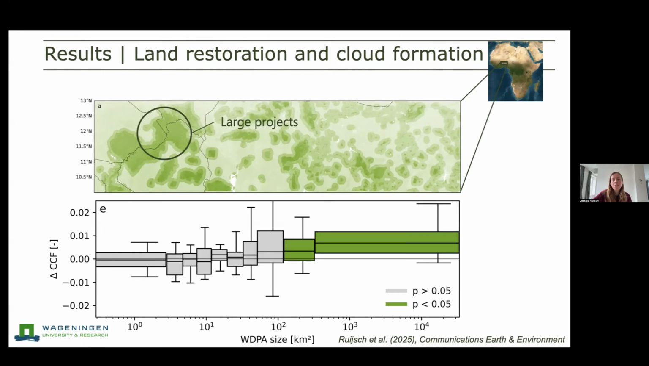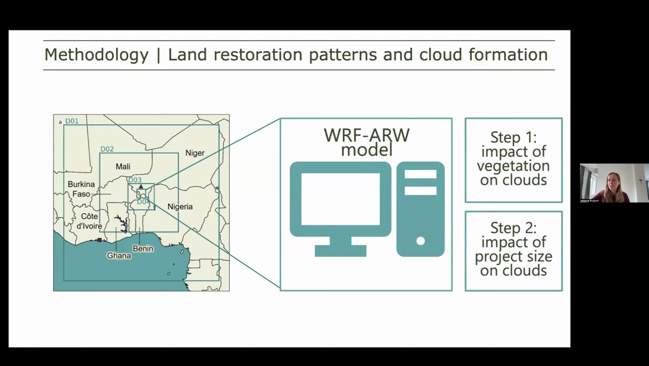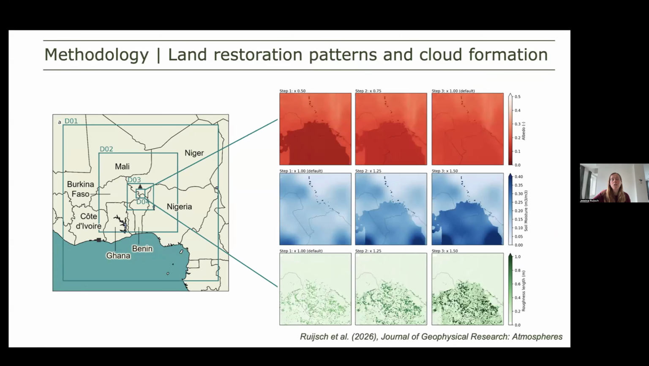And to dive a bit deeper into the effect of these patterns on cloud formation, we used the WRF model. And we did two analyses. The first step was to see how restoration or vegetation can impact clouds, so which properties of the areas are important for this. And in the second step, we ran different scenarios of land restoration patterns and looked at the cloud formation. We did this for a domain which was also in the previous region. So this is quite a big protected region. And we did a sensitivity analysis by changing the albedo, the soil moisture, and the surface roughness in this protected region.